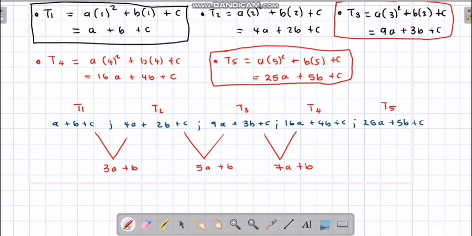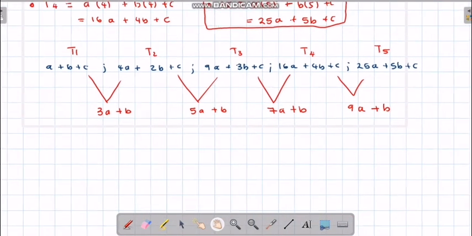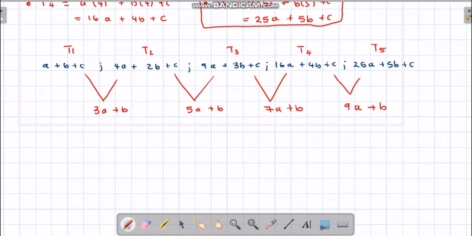C minus c, 0. Term 5 minus term 4: 25 minus 16, which is 9, 9a. And then 5b minus 4b, which is b. Then c will cancel c. And now let's check. Can you see our first difference is not the same? And now let's check our second difference.